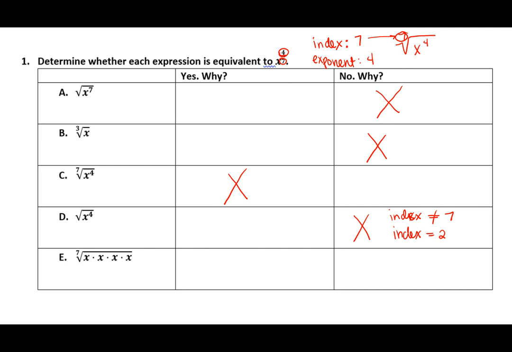Here, let's first combine these. There are 4 x's, so it's x to the 4, square root of 7, or 7th root. And this looks exactly like our equivalent expression. So this is a yes. Okay, pretty simple.